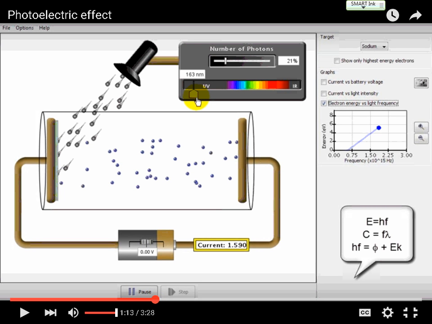Did you guys see where the electrons started coming out when he got to violet, maybe? So that means it's giving a lot of energy to the metal and it's pushing the electrons out. So thinking about that, is the wavelength of violet light short or long? Very short, right?